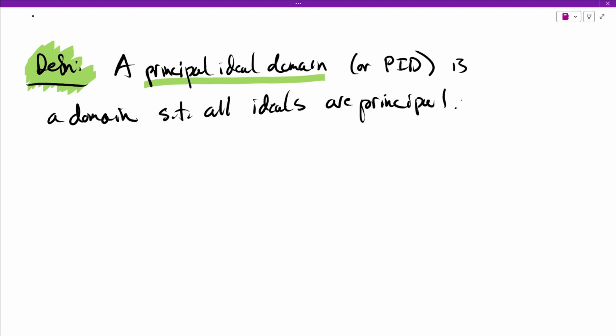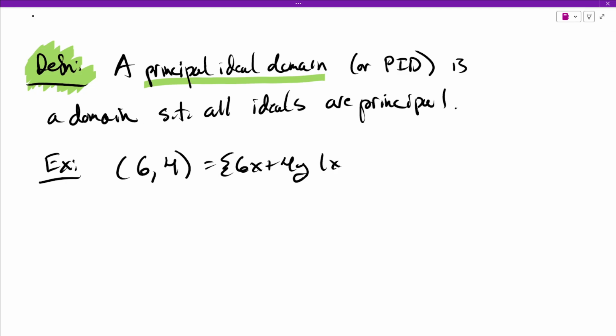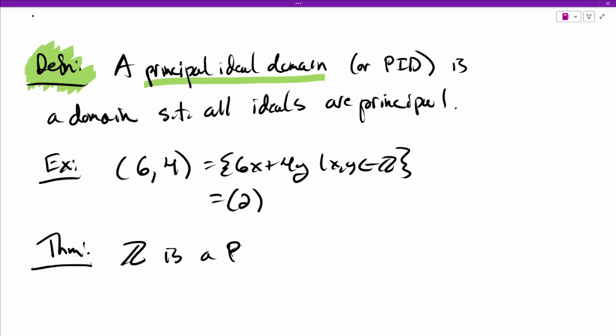So you may have written your ideal as generated by more than one element. For example, in Z, you can look at the ideal generated by 6 and 4. So it looks like it's generated by two elements. This is like 6x plus 4y, where x and y are in Z. That's the definition of that set. But really, we saw it's principally generated by two. In fact, our first theorem is that Z is a PID. That is, all ideals in Z are principal.